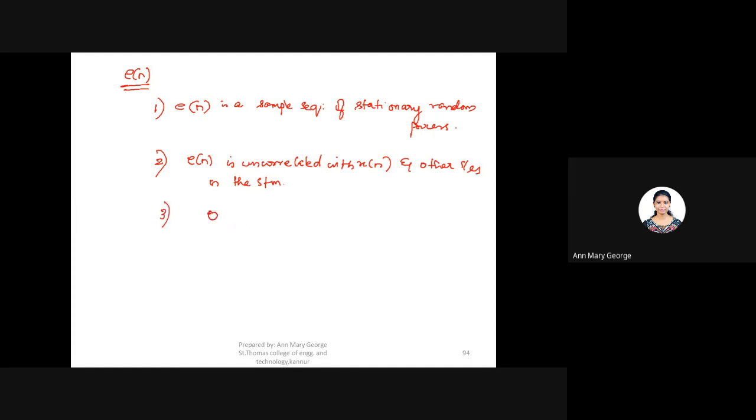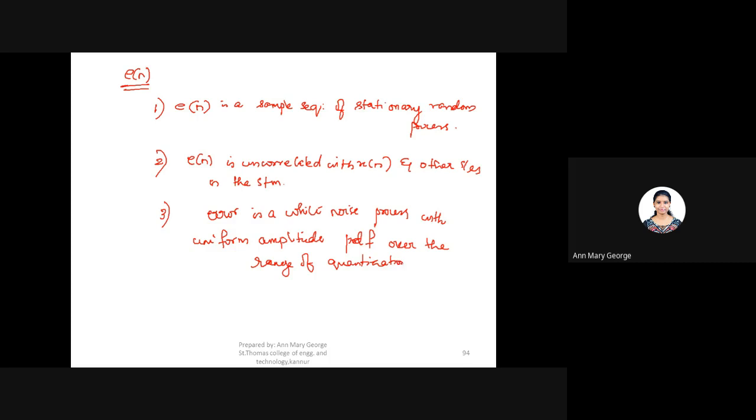And the error is a white noise process with uniform amplitude PDF over the range of quantization error. These are the properties of e of n.